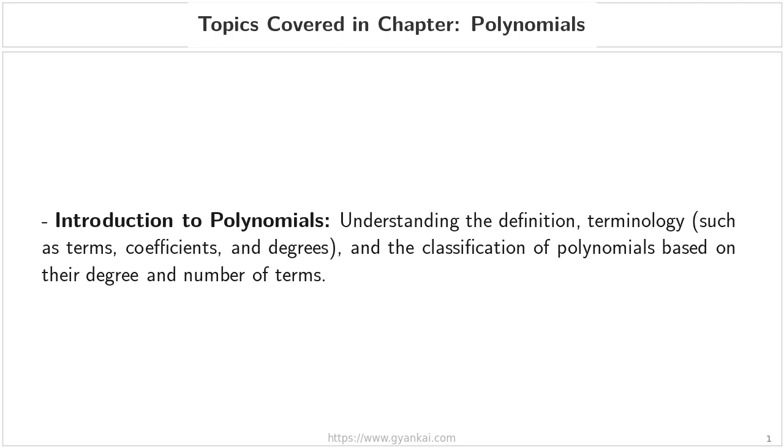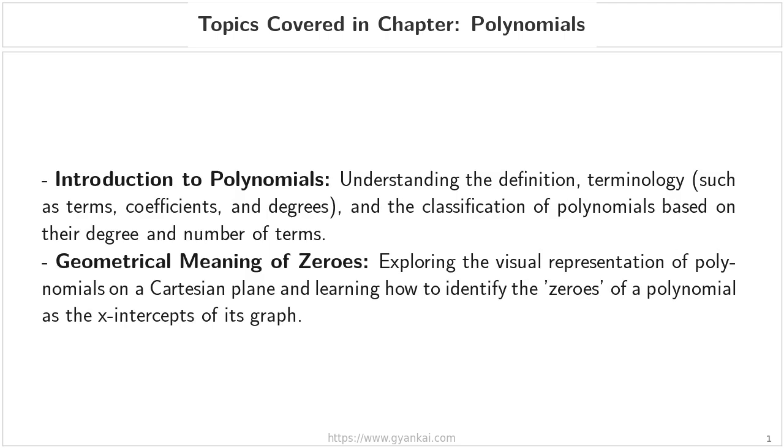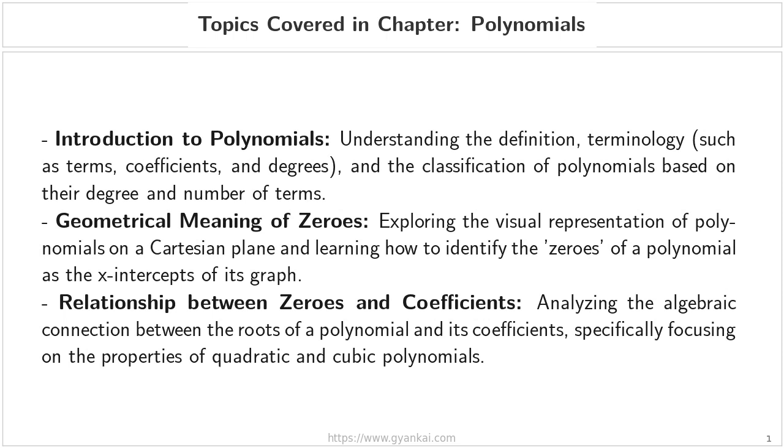We will begin with a fundamental introduction to the essential terminology, such as terms, coefficients, and degrees, and learn how to classify different types of polynomials. Next, we will explore the geometrical meaning of zeros, learning how to identify them as the x-intercepts on a Cartesian plane. Finally, we will examine the algebraic relationship between the zeros and the coefficients, specifically for quadratic and cubic polynomials.